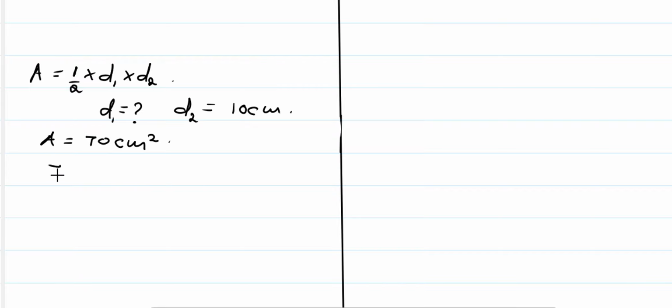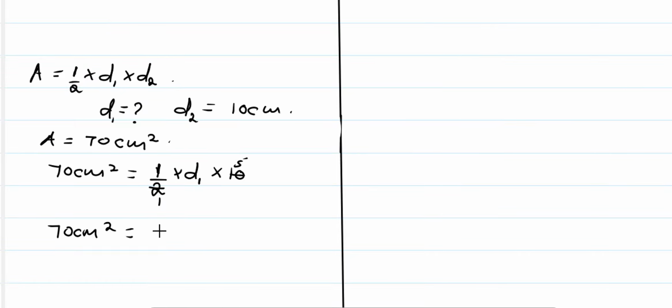So the area, which is 70 centimeters squared, will be equal, applying this formula, to half multiplied by D1, because we don't know D1, then multiplied by D2, but D2 we know is 10 centimeters, so it will be multiplied by 10. Since all these are multiplication, I can divide this 2 and this 10 by 2, to get 1 and 5. Then 5 multiplied by D1 multiplied by 1 is 5 D1. So 70 centimeters squared is equal to 5 D1.